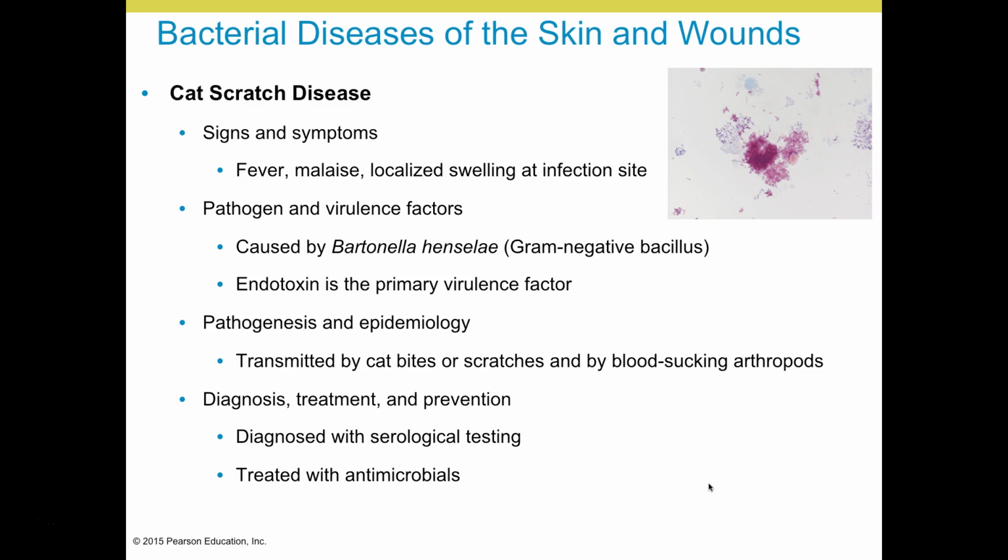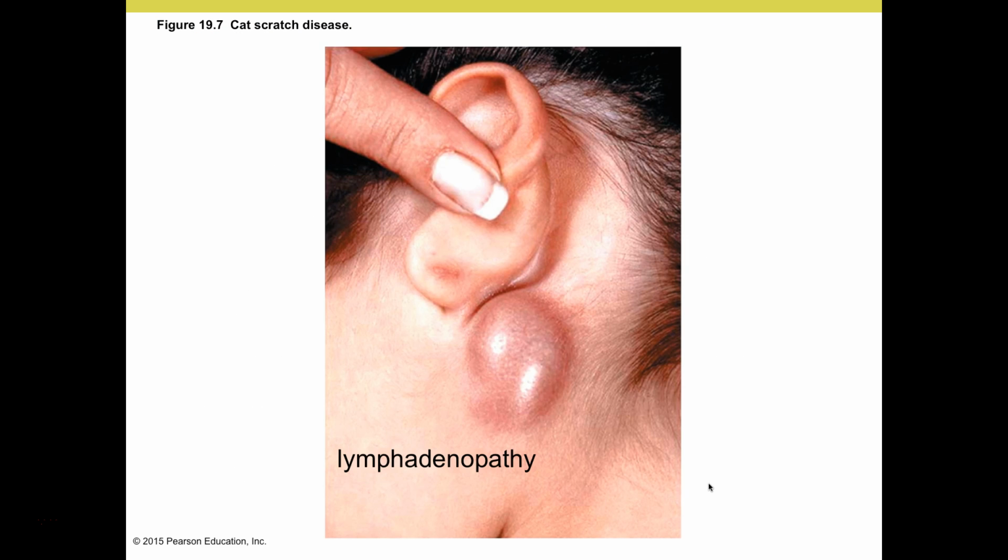Okay, we'll continue with bacterial disease. The next one is called cat scratch disease. The signs are, first, of course, fever, malaise, and a localized swelling at the infection site. And you can see right here that it causes lymphadenopathy, meaning the lymph nodes can actually increase in size.